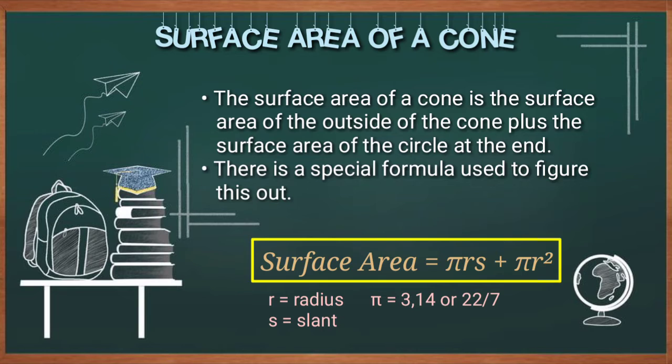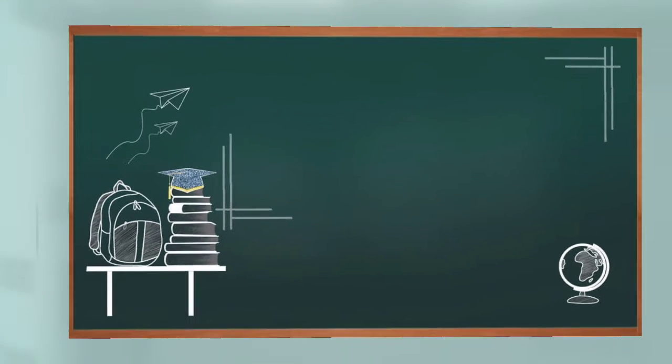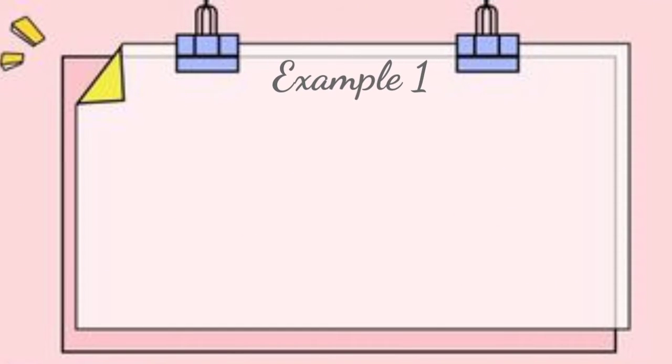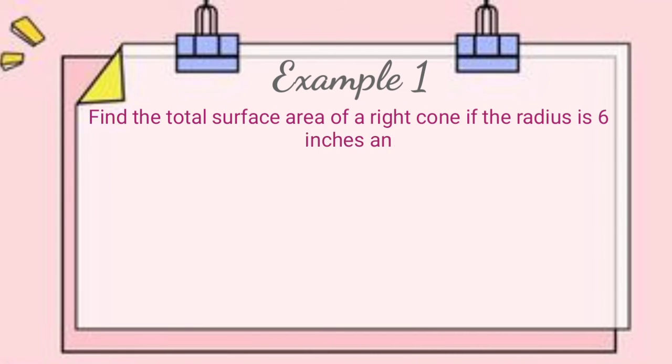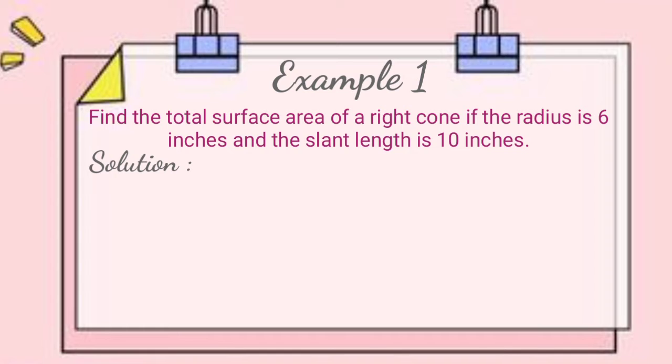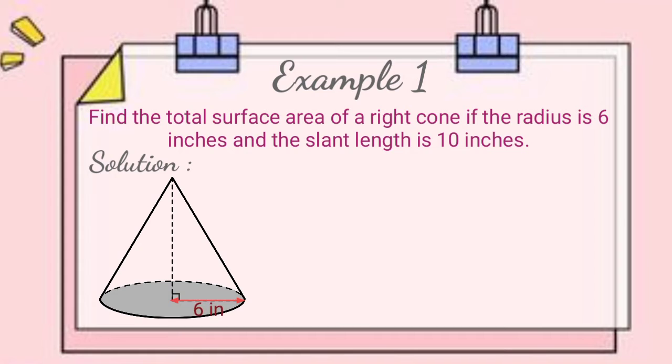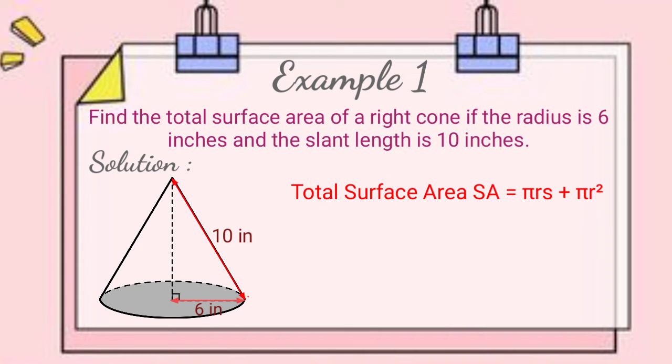Okay, to understand more, let's look at an example. Example 1. Find the total surface area of a right cone if the radius is 6 inch and the slant length is 10 inch. Solution. Well, from the question, we know that the r or radius is 6 inch and the slant length or s is 10 inch. As mentioned earlier, the formula for the surface area of a cone is given by SA equals π times r times s plus π times r squared.